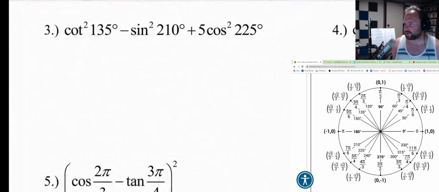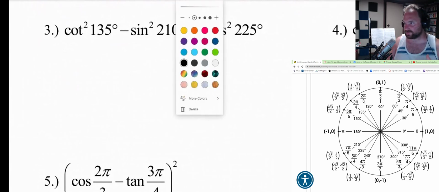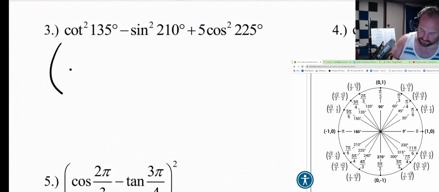Question number 3. Again, we're gonna deal with some other stuff here. Cotangent. So cotangent is the ratio of cosine to sine. It's x over y instead of y over x. So at 135, this is an easy one, because we like when cotangents and tangents are being taken at the 45-degree angle.